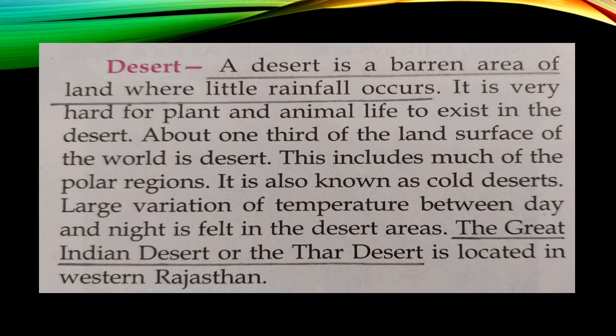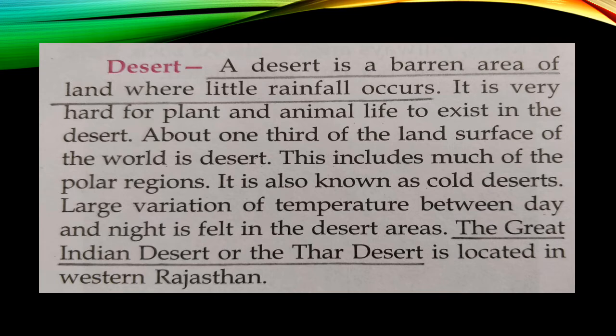About 1/3 of the land surface of the world is desert. Can you imagine? Of the whole surface of the earth, 1/3 is occupied by desert. This includes much of the polar region where we have ice deserts. These are known as cold deserts. Large variation of temperature between day and night is felt in the desert areas. Daytime it is very hot and night time it becomes very cold.